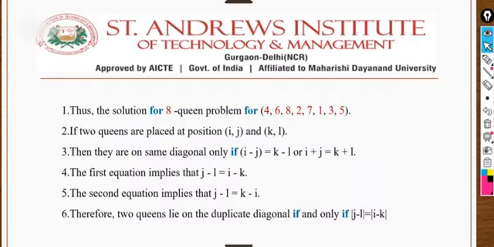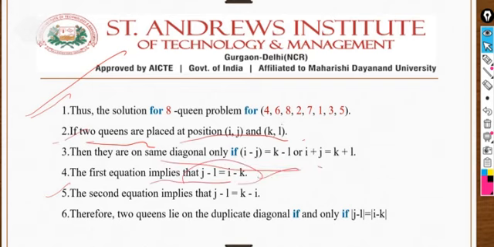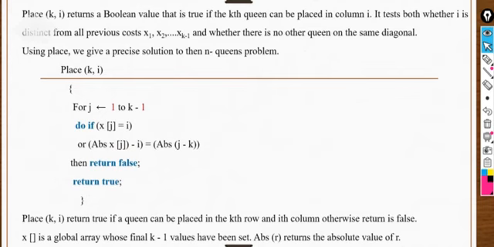Next, this is an algorithm that you can follow here. Two queens cannot be placed on the same diagonal. The first equation implies that j minus l equals i minus k. All these things that I have told you verbally are shown here with the help of some statements, and this is the algorithm that you have to follow. First you have to check j values from 1 to k-1, whether you can place it or not. If it is true, then the queen can be placed in the kth row, ith column; otherwise it is false.